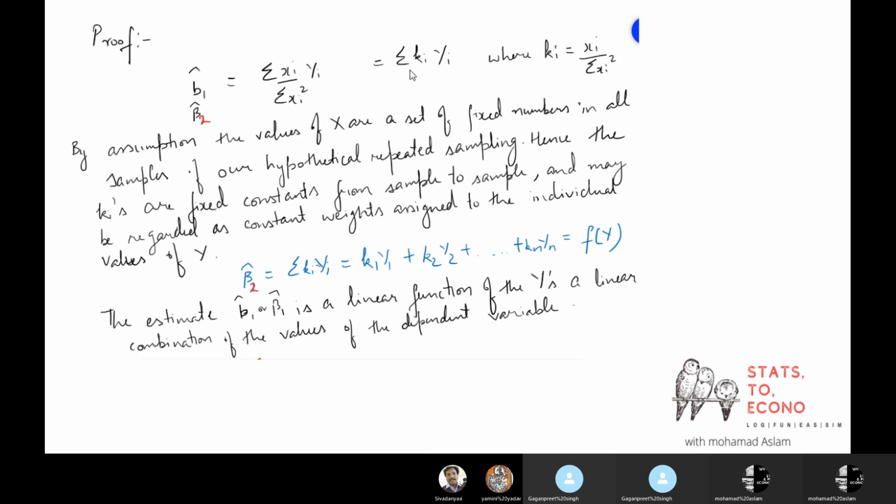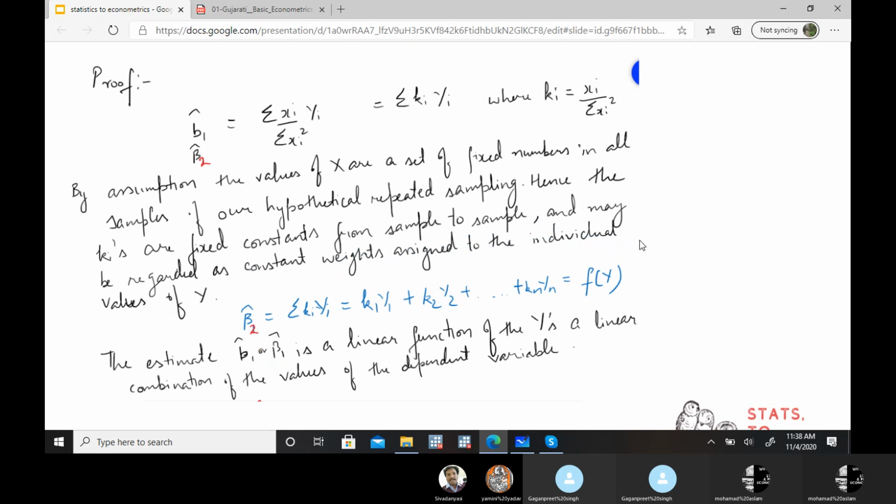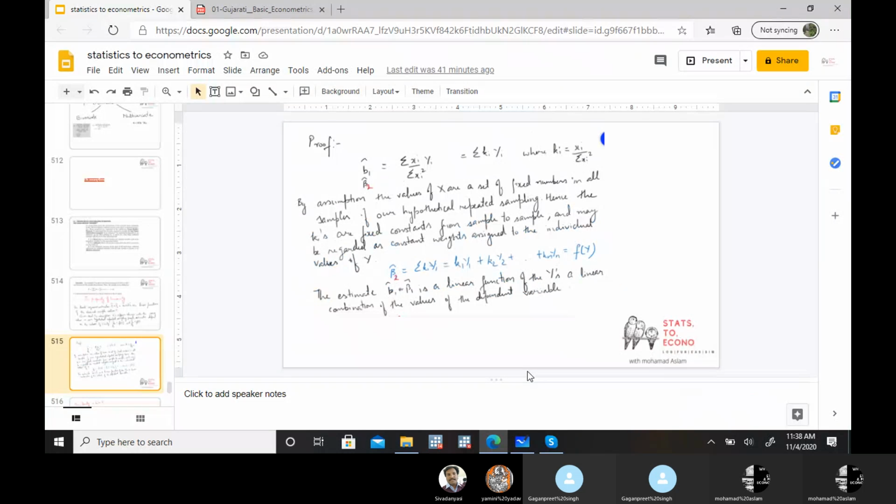So let's suppose this is the value of beta 2 hat. Then if I expand this term, it is summation ki yi. It means that if we multiply all the individual ki yi, then the summation will give us the value of beta 2 hat. I can give you an example with numbers, if you want.